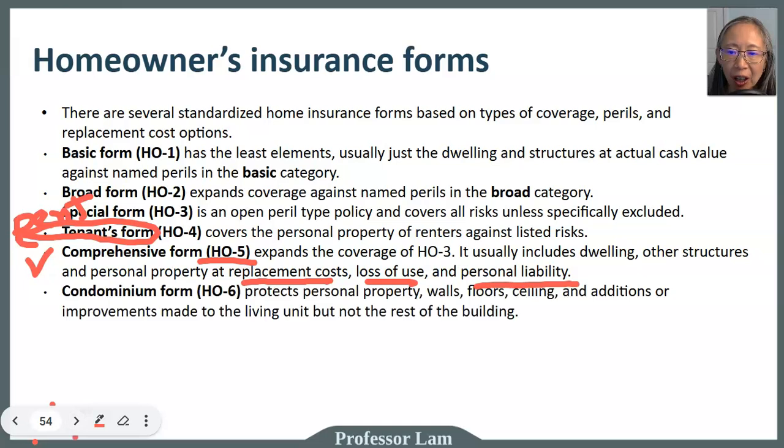If you live in a condo, you'll use Form 6. This protects personal property and anything but the basic structure. So remember, in a condo, you do not own the common structure and the common property. So if you own a single family home or a multi-unit home, you use comprehensive Form 5. And if you own a condo, you use Form 6.